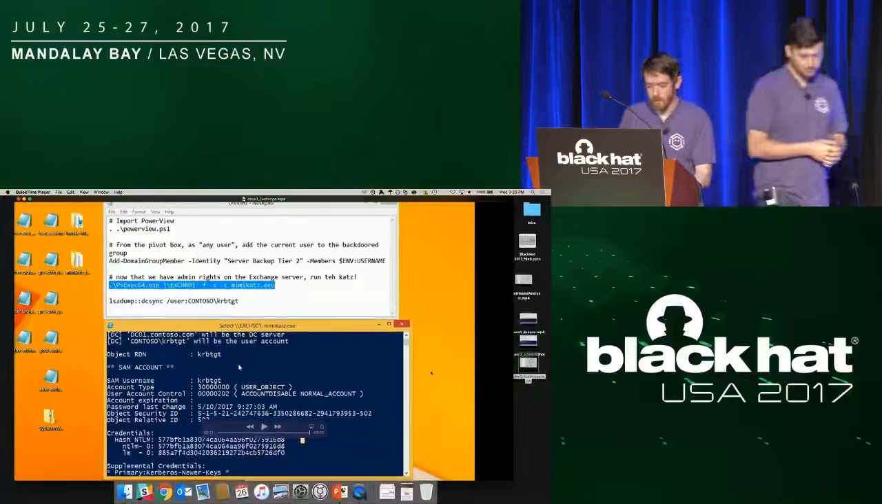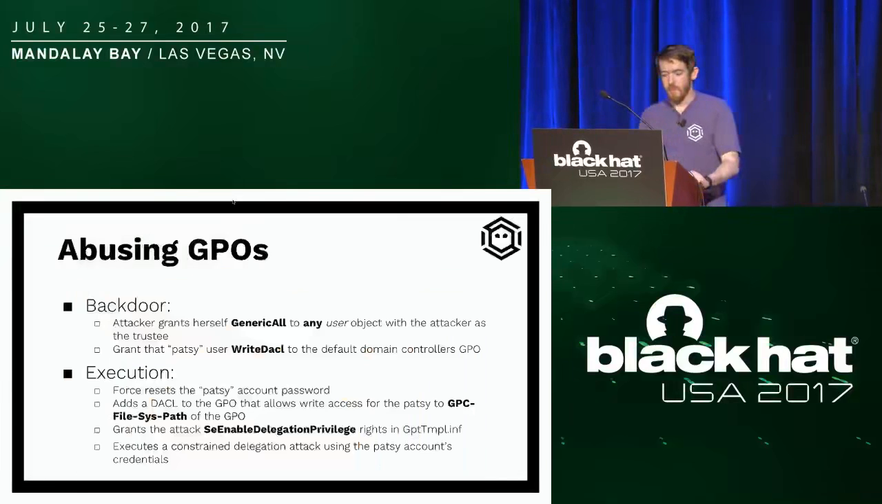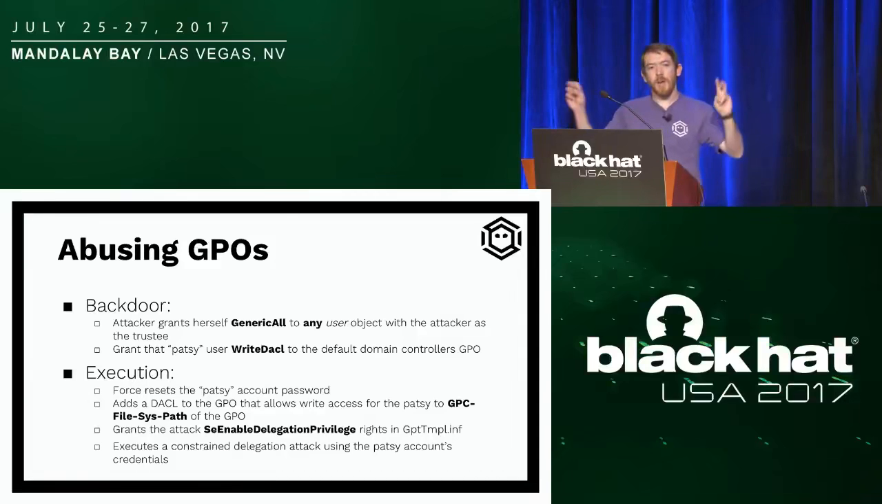All right, so there's one last scenario that we don't have a video for because it's so complex, but I'll try to talk through it. So again, you can do chains of this stuff. You can let your imagination go wild. So the backdoor for this is the attacker grants himself or herself GenericAll to any user in the domain. That user doesn't have to be privileged. It can be anybody. And then you grant that patsy or proxy user WriteDACL on the Default Domain Controllers GPO. That's the entire backdoor.